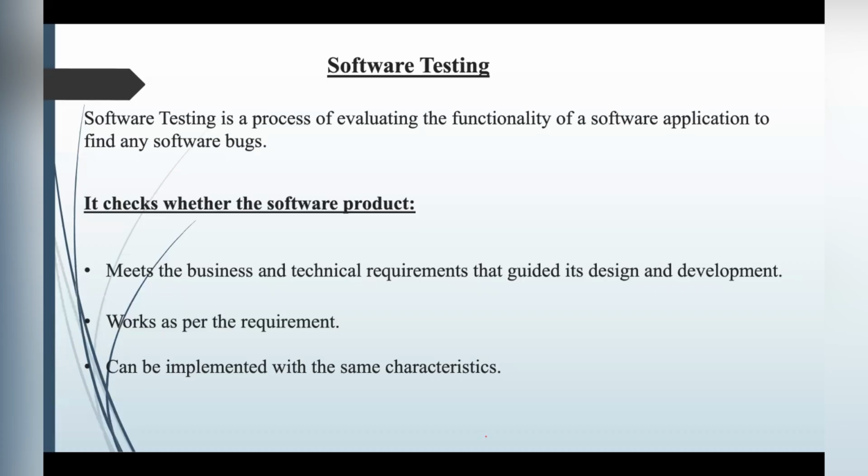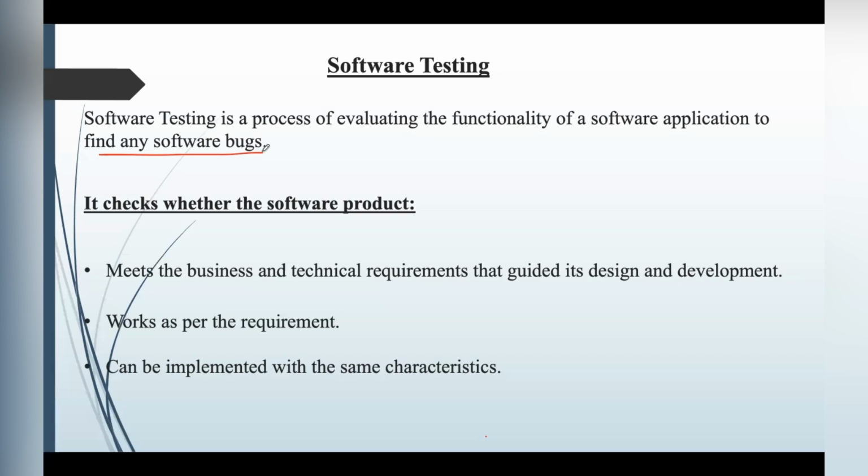In this lecture, let us discuss software testing. Today's world of technology is completely dominated by machines and their behavior is controlled by the software powering it. Quality assurance or software testing is crucial because it identifies errors or bugs from a system at the beginning. Software testing is a process of evaluating the functionality of a software application in order to find any software bugs.